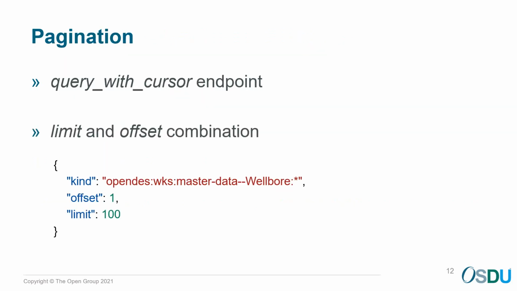If your query returns a big number of results, you may want to paginate them. And you can achieve it in either way. First, you can use the query with cursor endpoint to retrieve large numbers of results from a single search request. Or you can specify the offset and limit attributes in the request body.